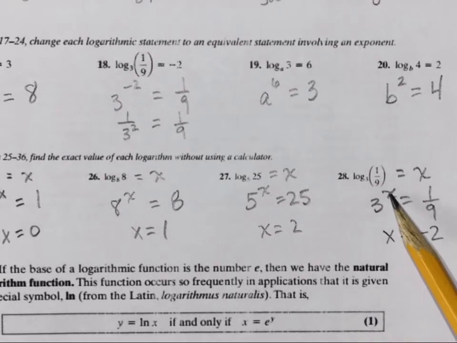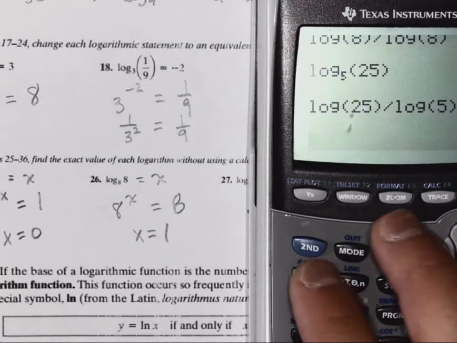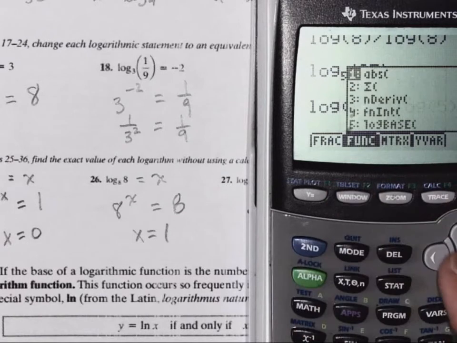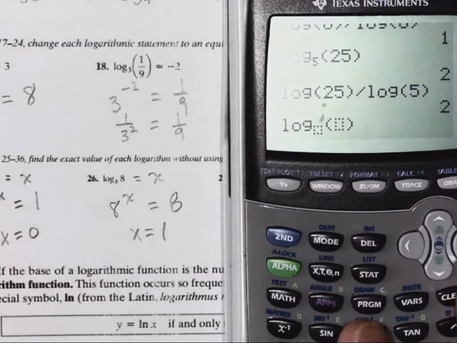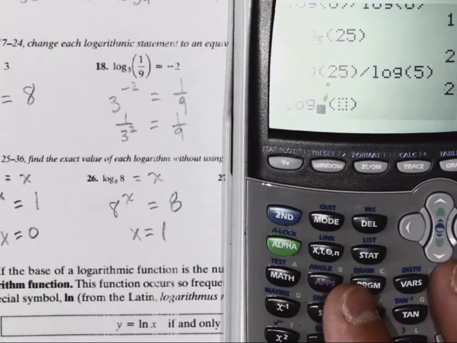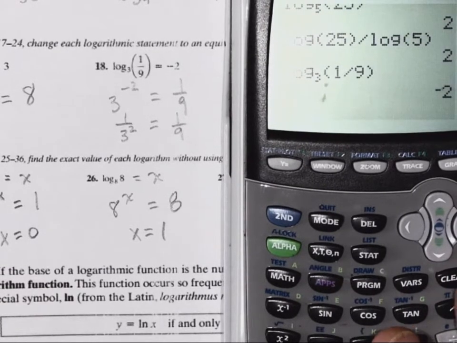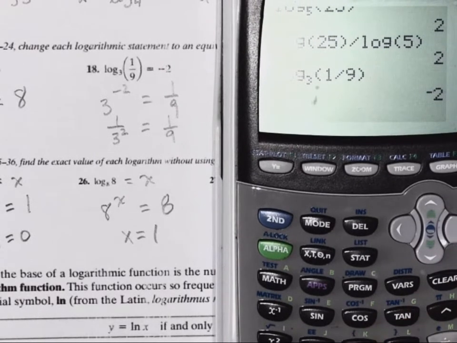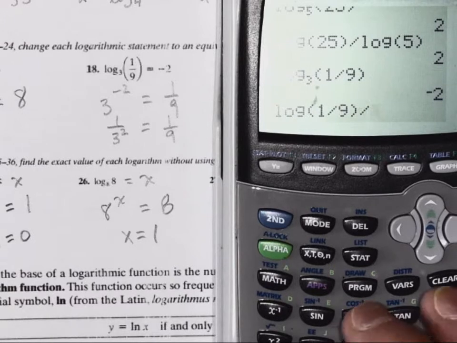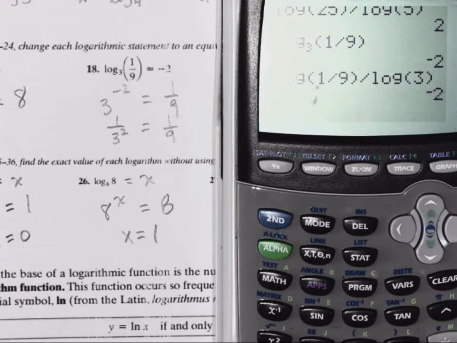So the negative exponent would go to the denominator to turn positive. Right, so that's where the 1/9 comes into play. And so we could check that as well. So, log base 3 of 1/9 is negative 2. Alright, if you're on the old school calculator, common log of 1/9 divided by common log of 3 should also give you negative 2.